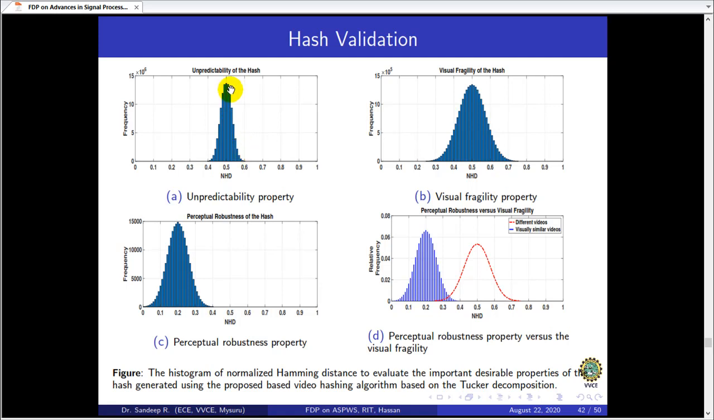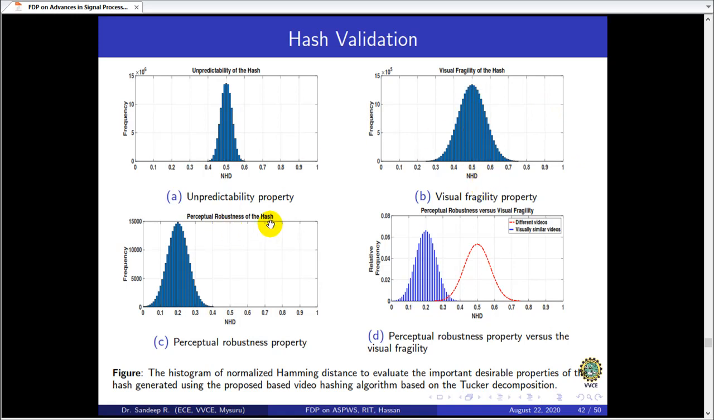All the values are very much centered around 0.5. So you can say that the hash based on the Tucker decomposition satisfies the unpredictability property very much. And similarly for the visual fragility property, it should be around 0.5, and we can see that.